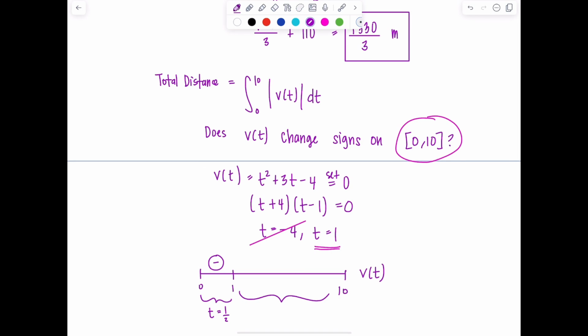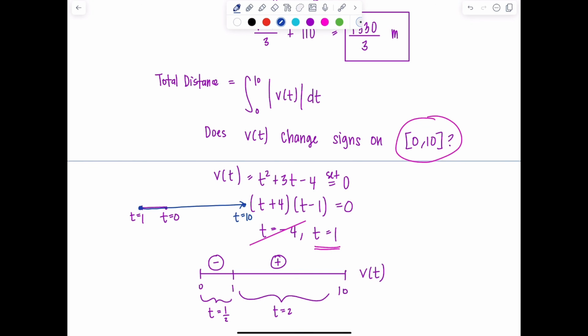And then pick somebody here from 1 to 10, say t equals 2. If I plug that into velocity, easiest place to plug in is just when it's factored. 2 plus 4, that's positive. 2 minus 1, that's positive. So velocity is moving in the positive direction from 1 to 10. So it kind of looks like this. T equals 0 to 1, it's moving this way. And then from 1 to 10, it's moving the other way.